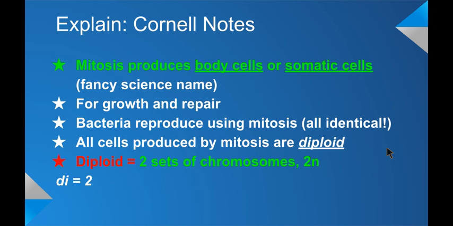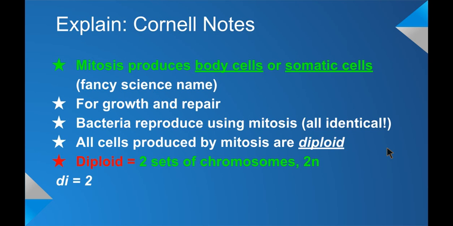Mitosis produces body cells or somatic cells. These are 2 names that mean the same thing. Body cells are used for growth and repair. So we grow taller by producing more body cells, more bone cells, skin cells, and muscle cells. Also, bacteria reproduce by using mitosis, which means that all bacteria are identical because they form from mitosis.